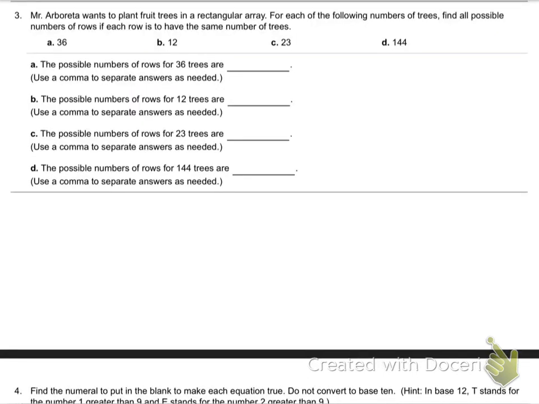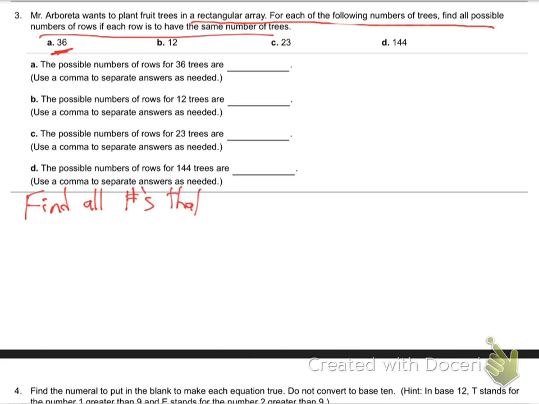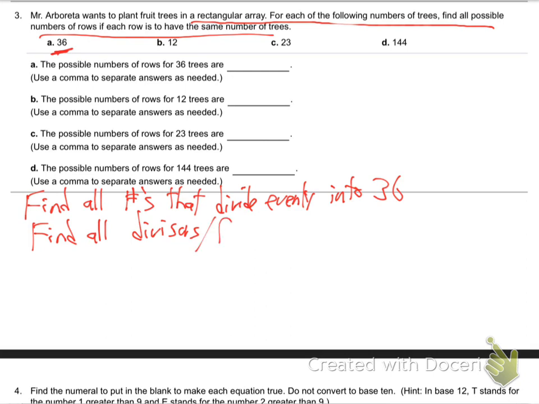Okay, so this is the problem. Basically, they're telling me take 36, and what all these words say. Mr. Arboretta wants to plant fruit trees in a rectangular array. Find all possible numbers of rows. Like, what are all the ways he can plant 36 fruit trees? So basically, they're saying find all numbers that divide evenly into 36. Or another way you could say it is find all divisors or factors. That's synonymous, same thing. Find all divisors or factors of 36. Like, what are all the things that divide evenly into 36?